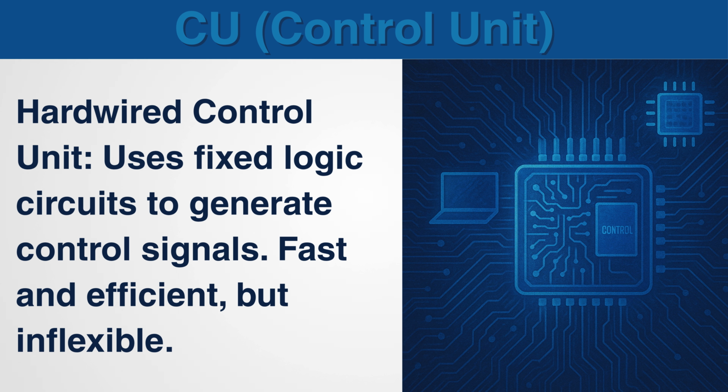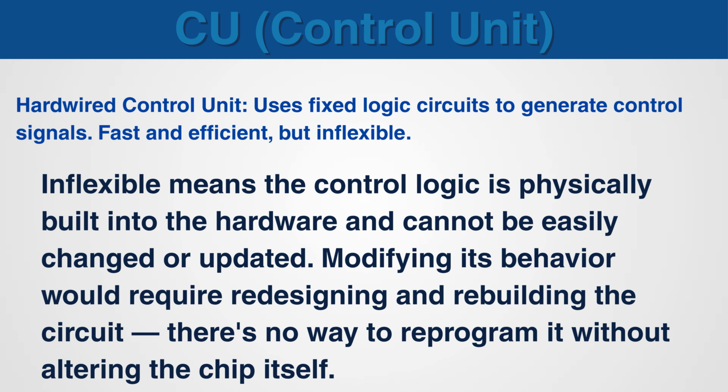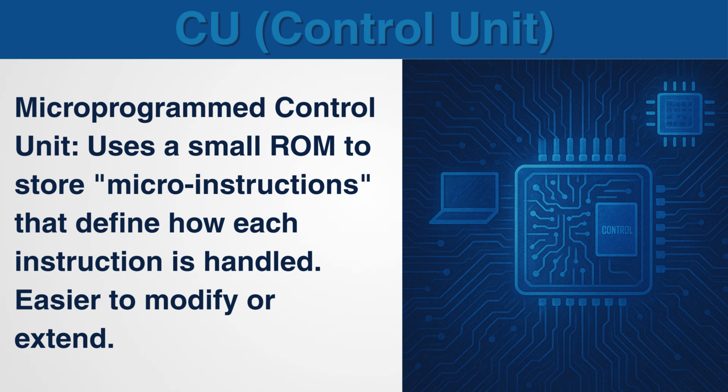There are two major types of CU design. The hardwired control unit uses fixed logic circuits to generate control signals. It's fast and efficient, but it's inflexible. Then you have the microprogrammed control unit, using a small ROM to store microinstructions, defining how each instruction is handled, which is easier to modify or extend. Modern processors might blend these approaches for speed and flexibility.